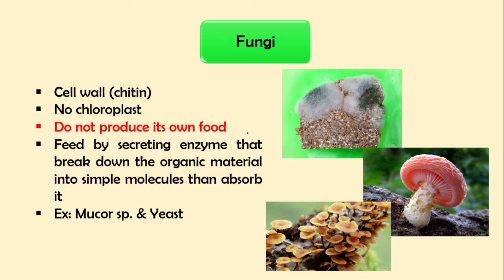Okay, fungi have cell walls made up of chitin. No chloroplasts, so fungi do not produce their own food. But fungi feed by secreting enzymes that break down the organic material into simpler molecules and then absorb it. Okay, examples of fungi: mucor, this one is a mucor species, yeast, and also mushroom.